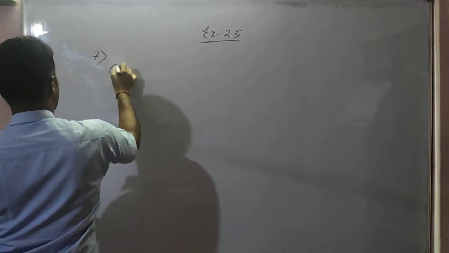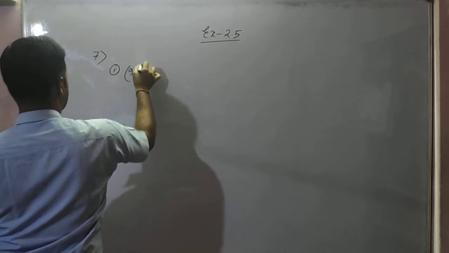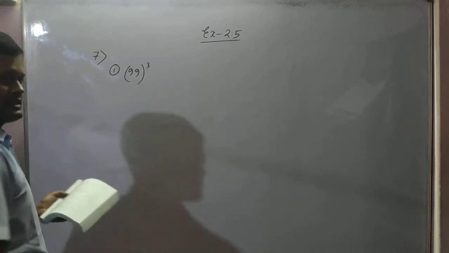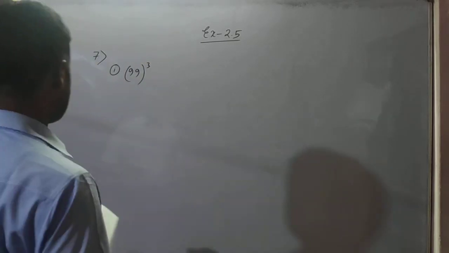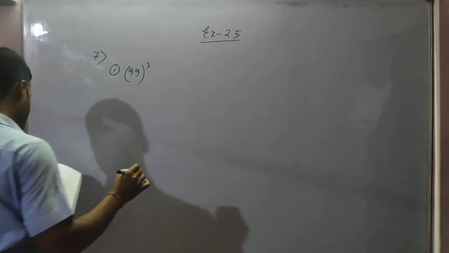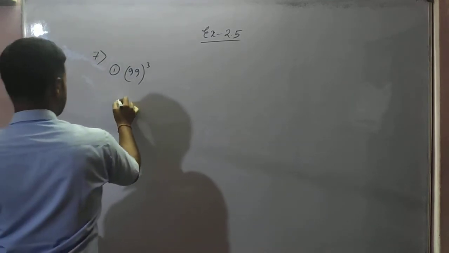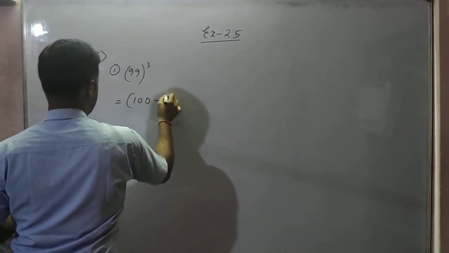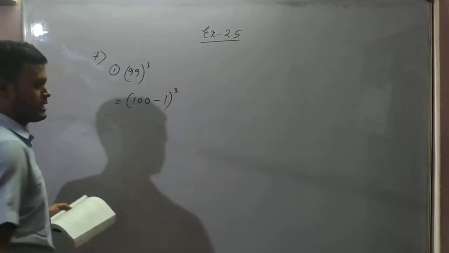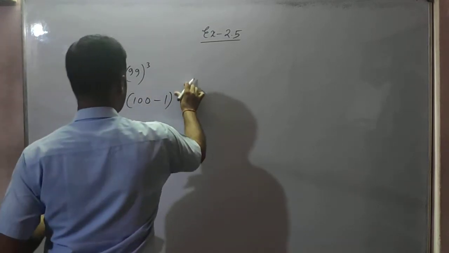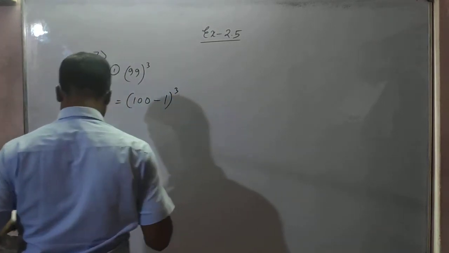So, number 7, part 1: 99 whole cube, isn't it? 99 whole cube is there. We can write it like this, friends: 100 minus 1 whole cube. Can we write it like this? 99 whole cube means 100 minus 1 whole cube.